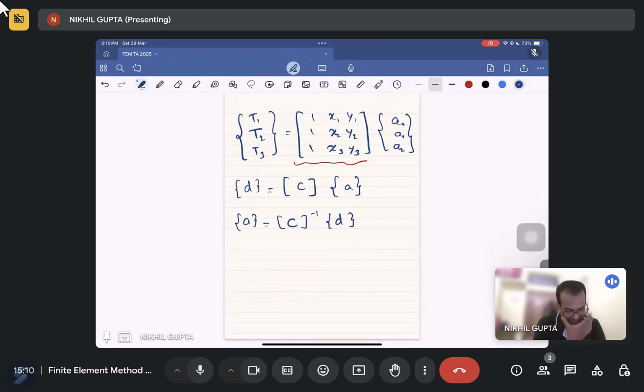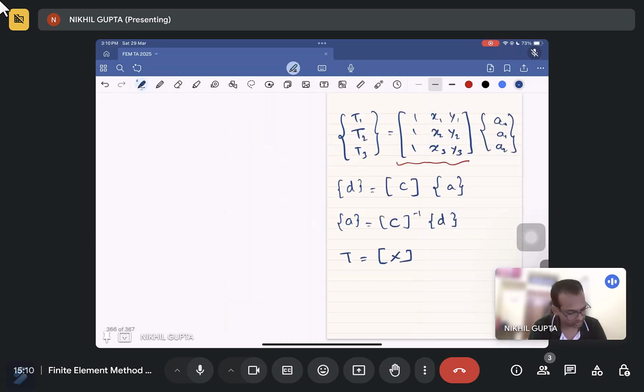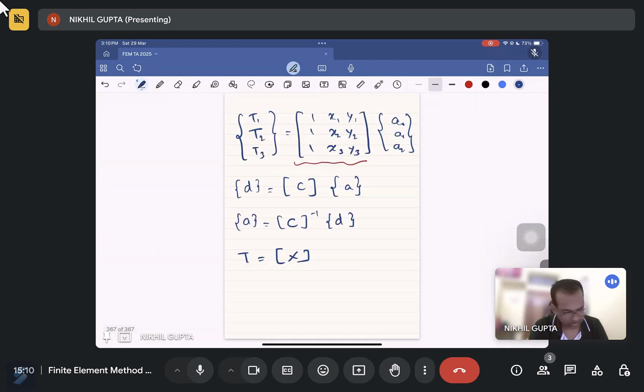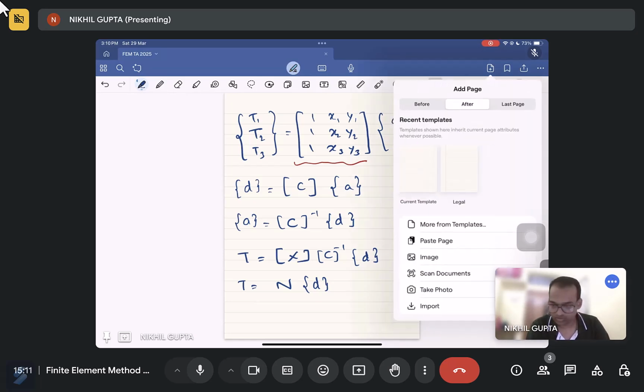So are you following till now? Is it correct, or did you miss something? Maths is fine. Then you will write T as X, which is this, and C inverse and D. So this can be written as N of D, where N here is X into C inverse.